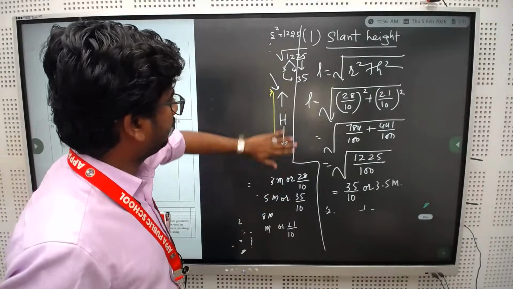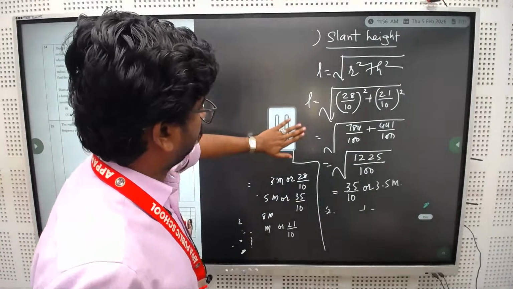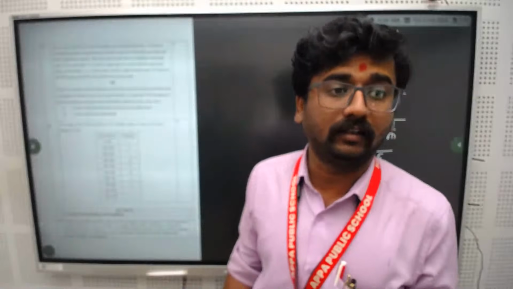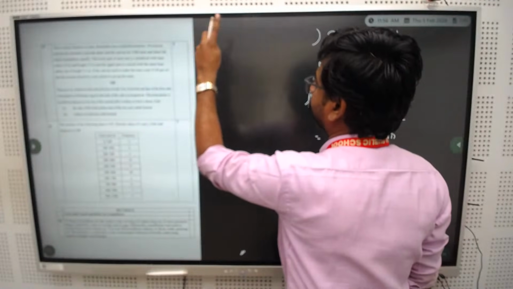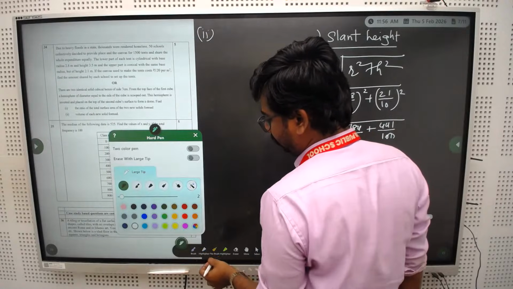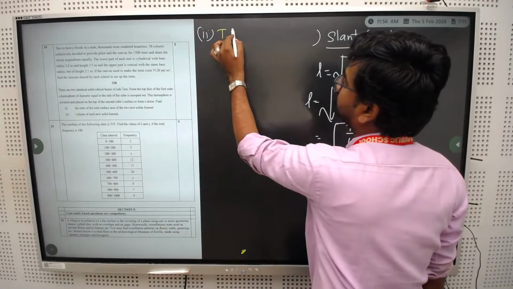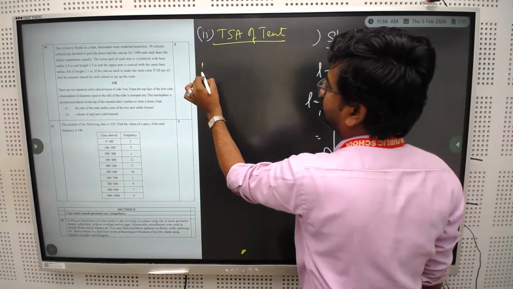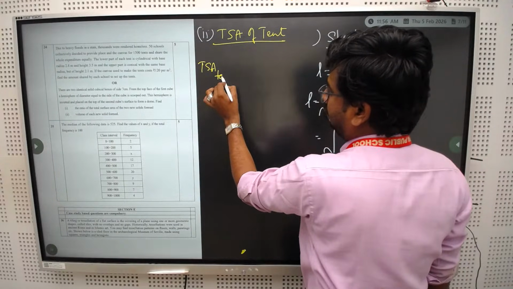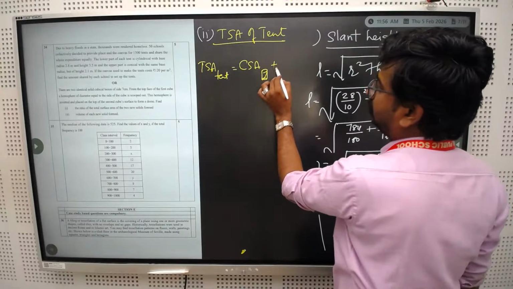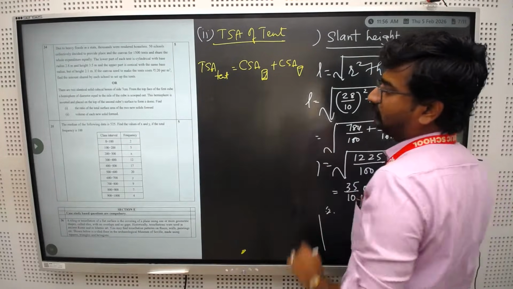Now I know the slant height. What should I find? Yes, the CSA or total surface area of the tent. Second heading, note down: total surface area of tent. The tent is a combination of, yes, curved surface area of cylinder plus curved surface area of cone.